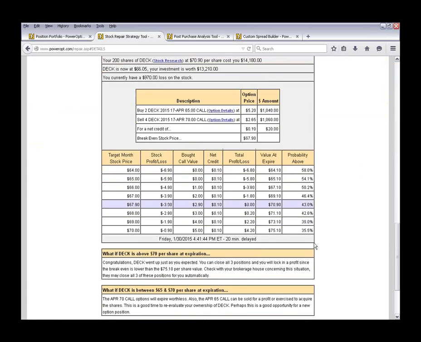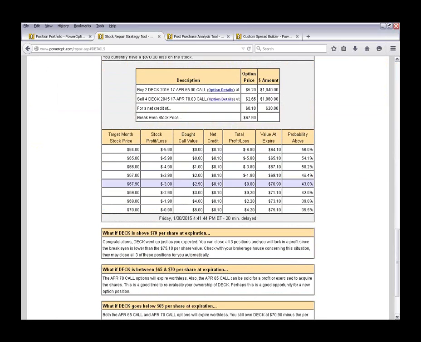Now the repair details for this particular position: the ratio repair works this way. We could buy 2 calls at 65 with a cost basis of 5.20, well, that would be $1,040. We could sell 4 April 70 calls against our long April 65s for $2.65, so that would generate $1,060. So we'd make a small net credit of about 10 cents or $20 total, which puts our new break-even at $67.90.